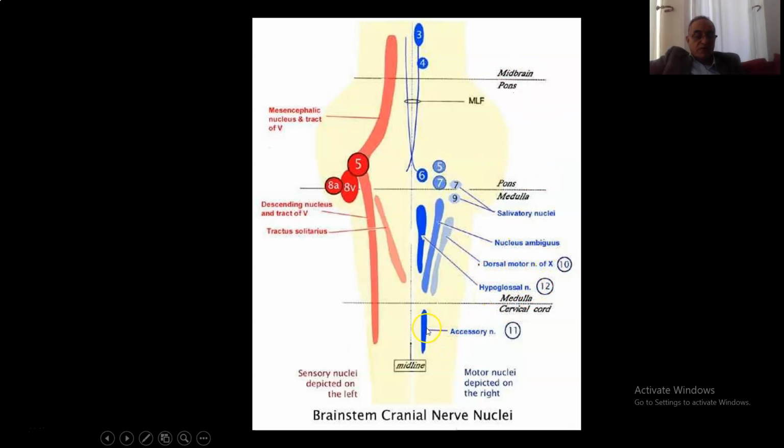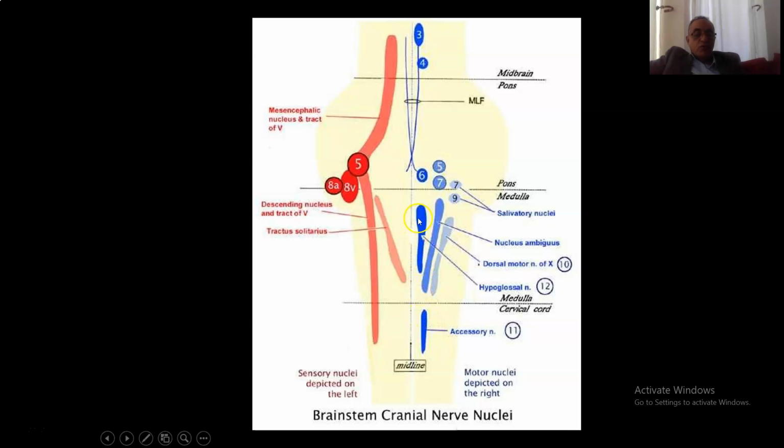In the cervical cord, we have one important nucleus, the spinal nucleus of the accessory. The spinal accessory nerve arises from anterior horn cells of the upper 5 or 6 cervical segments. So this is the first motor nucleus of the cranial nerves.